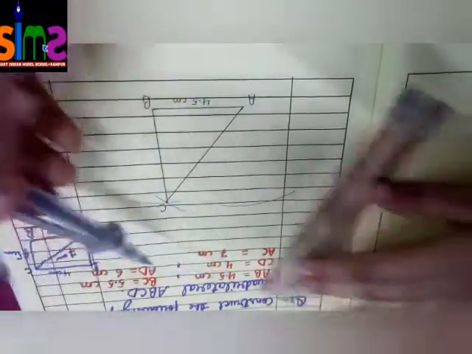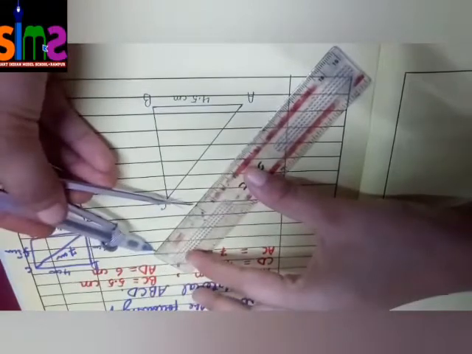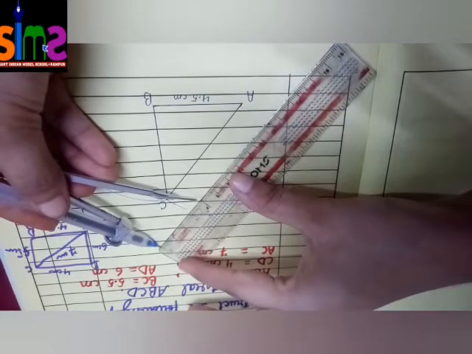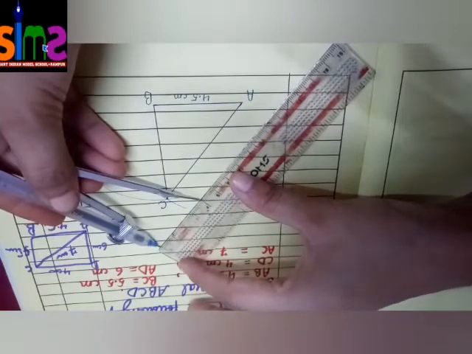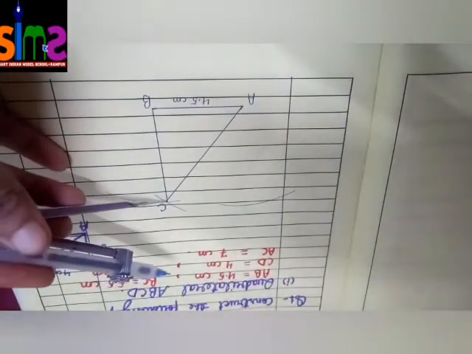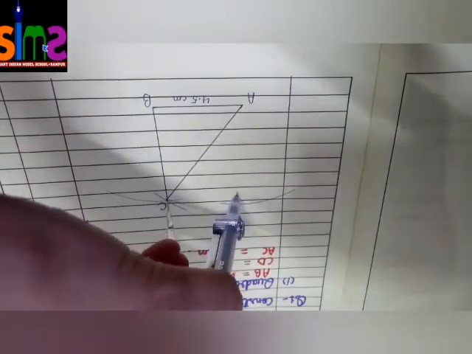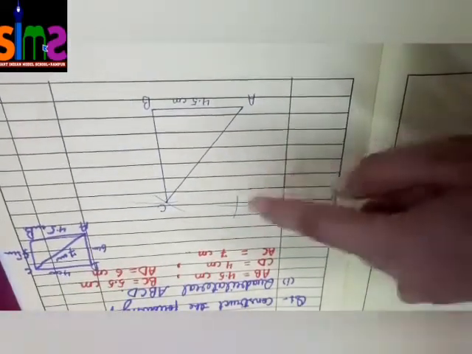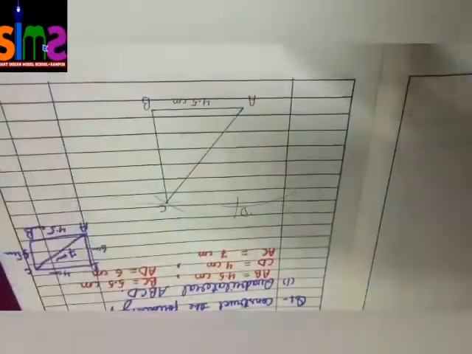First of all, we have to measure 4 cm in our compass with the help of the scale. 4 cm from 0 to 4. Here it is 4 cm. We will now put our compass on point C and then intersect this one arc. As you can see, it is intersecting this one arc at this point. It means we have found our point D.